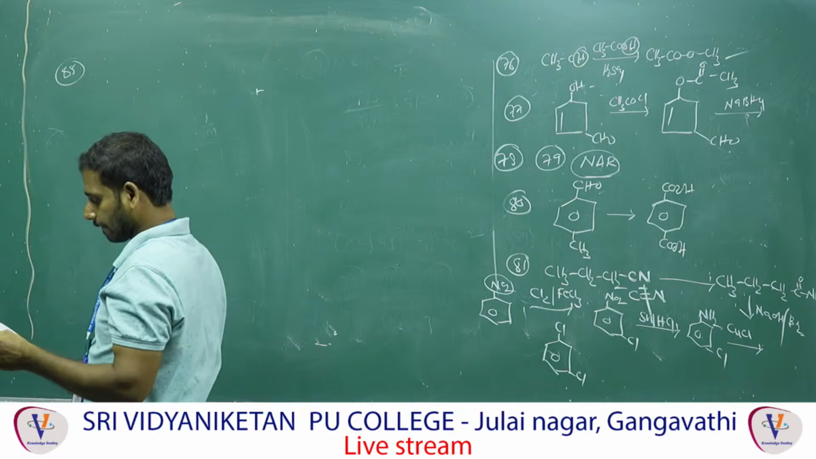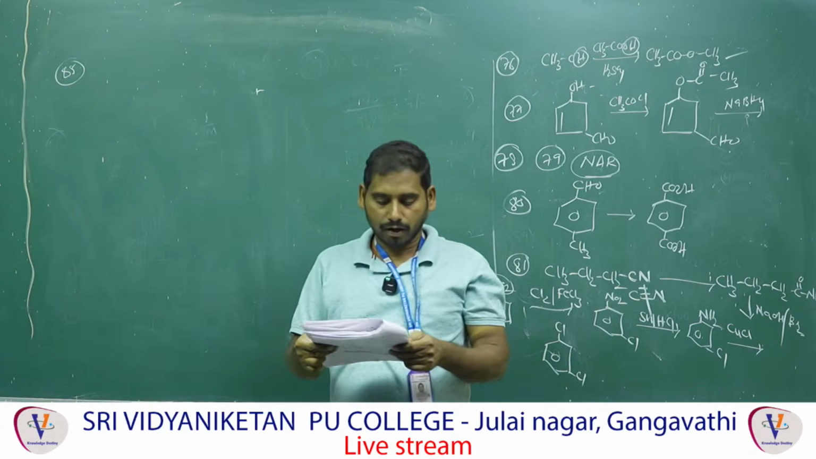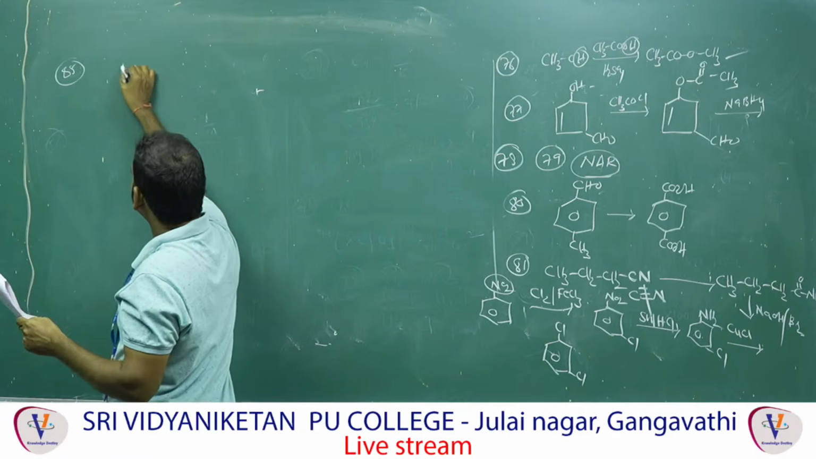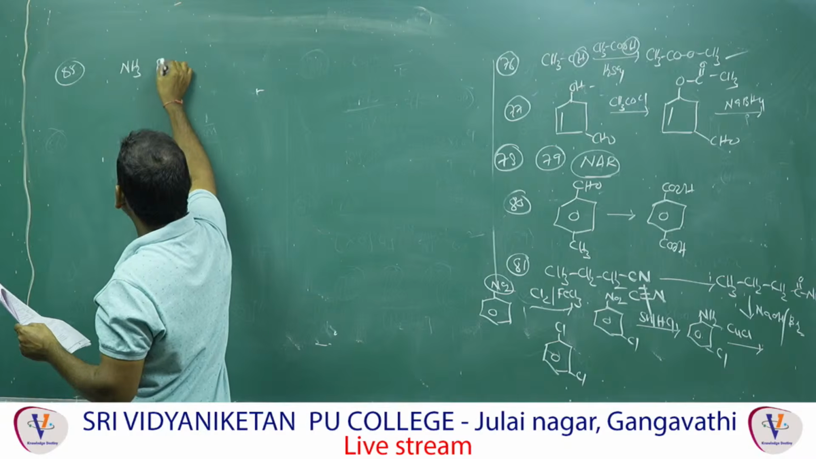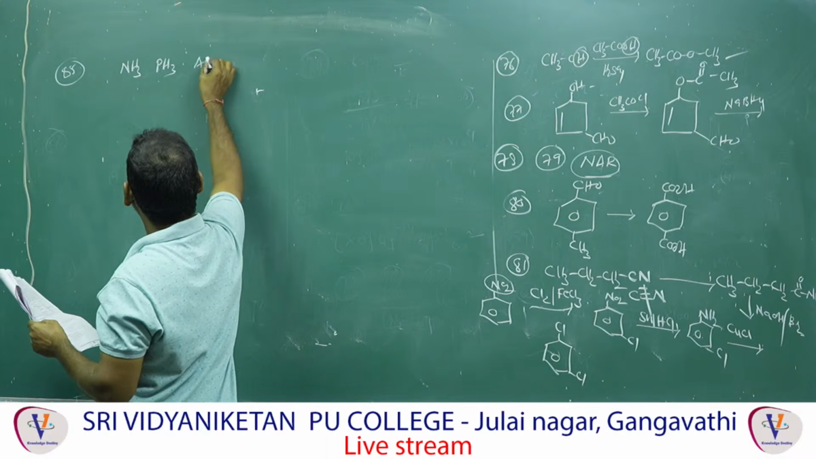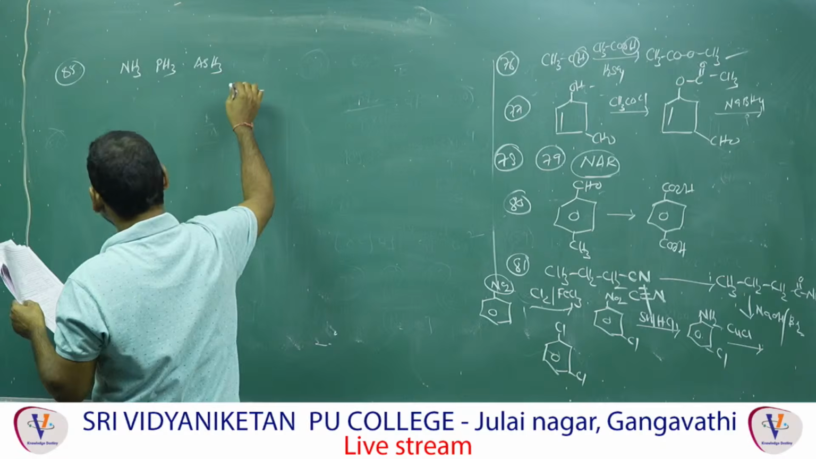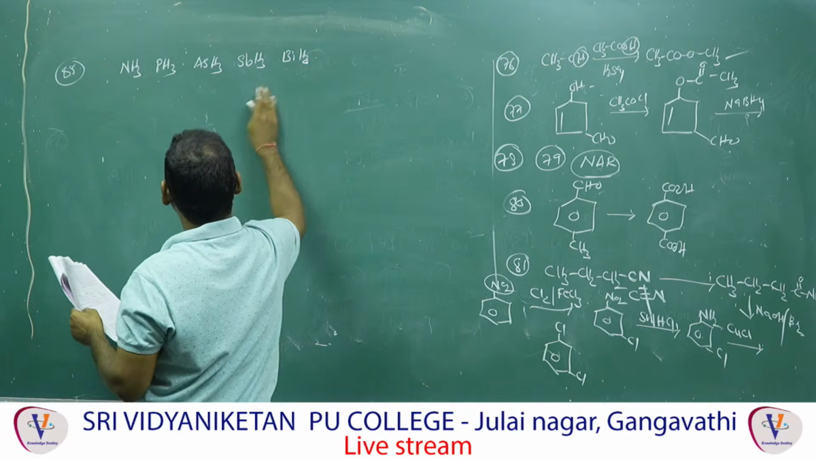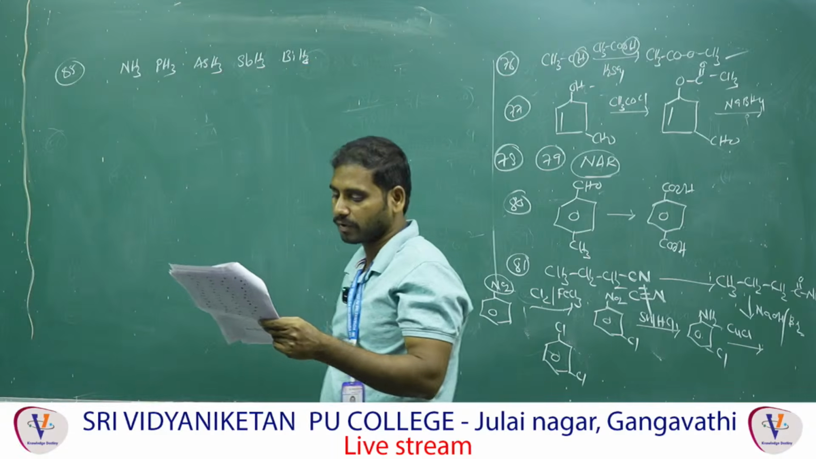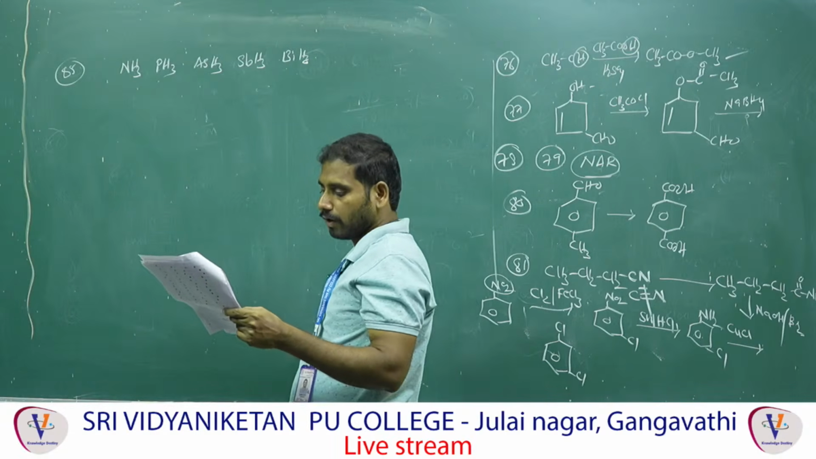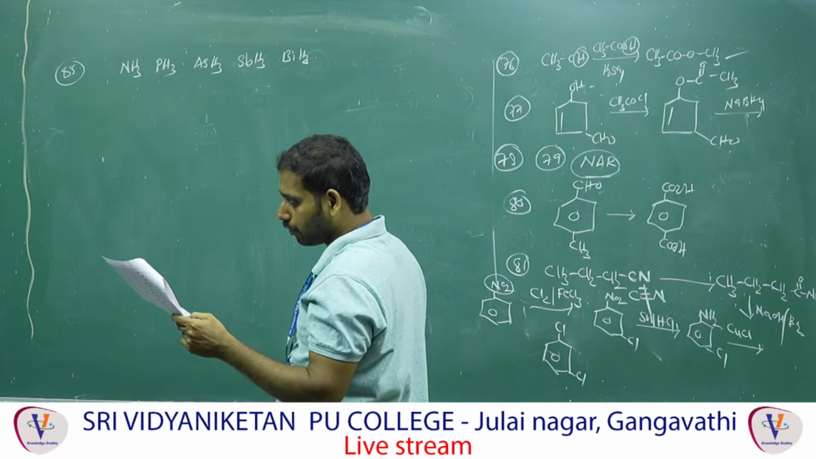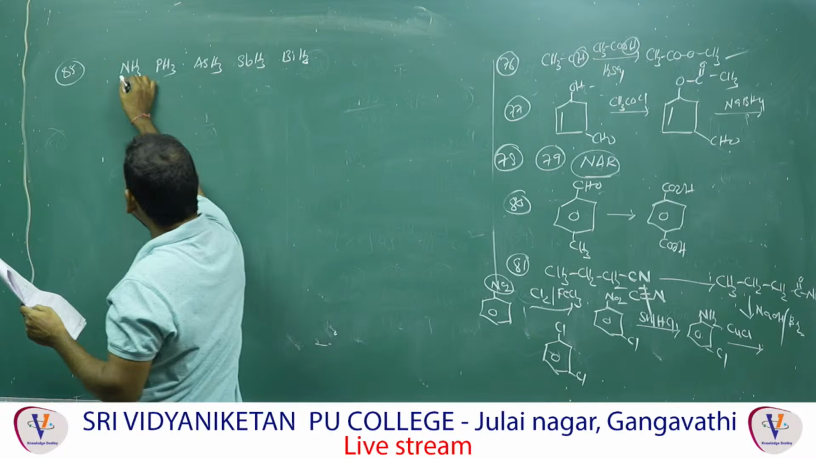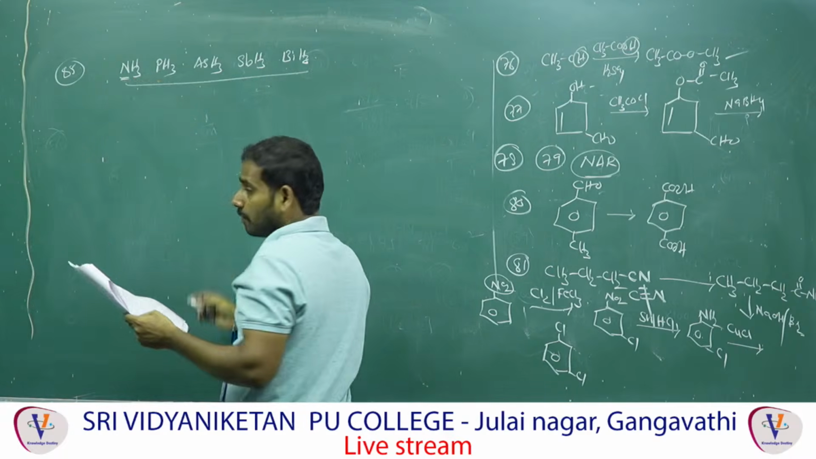85. Reducing nature. This is related to p-block hydrides. NH3 of nitrogen, PH3 of phosphorus, AsH3 of arsenic, SbH3 of antimony, BiH3 of bismuth. These are the nitrogen family hydrides. Reducing nature increases from NH3 to BiH3. Right, that is correct, because from top to bottom atomic size increases.